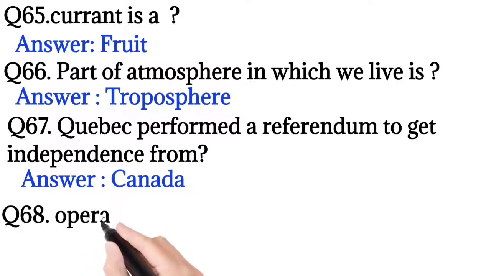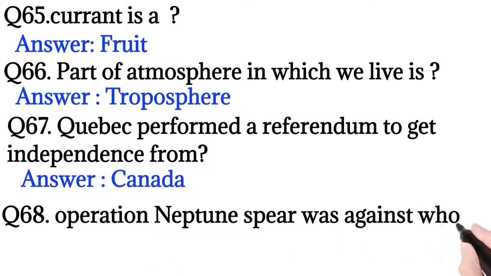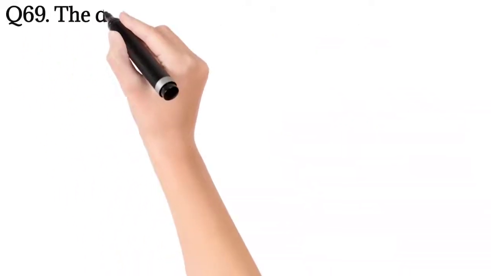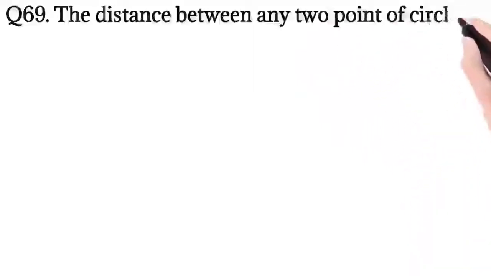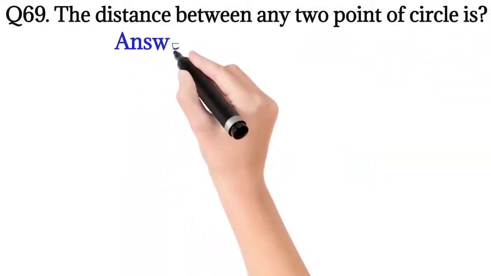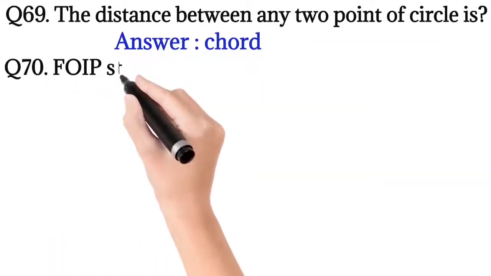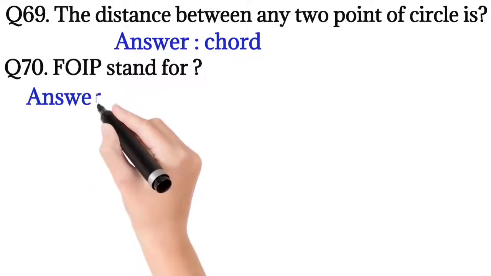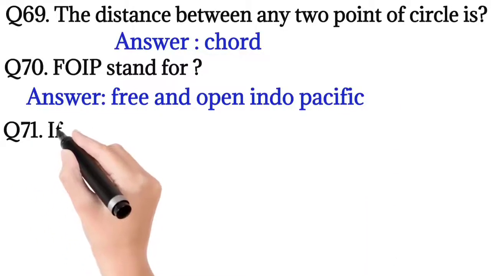Question number 68. Operation Neptune Spear was against whom? So the answer is Osama bin Laden. Question number 69. The distance between any 2 points of a circle is? So the answer is chord. Question number 70. FOIP stands for? So the answer is Free and Open Indo-Pacific.